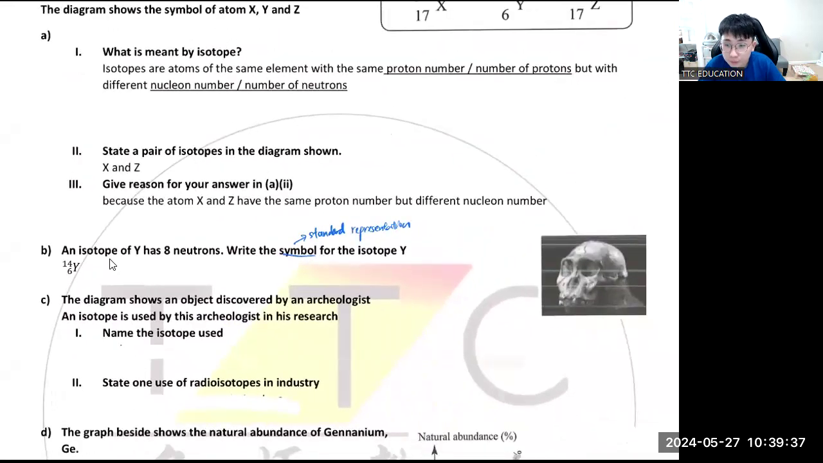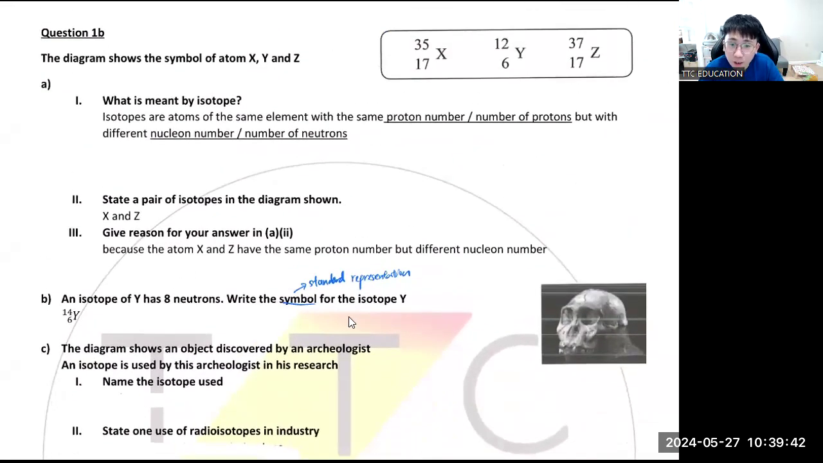Okay, so now something like this. You see Y. From here, Y has 8 neutrons, isotope of Y. So if you take the 6 plus the 8, you get 14. Y initially is 12, but now we say isotope of Y. Now your Y has one new isotope, which has 8 neutrons. So you put the 8 plus the 6, you get 14. But the 6 remains because the proton number is the same.